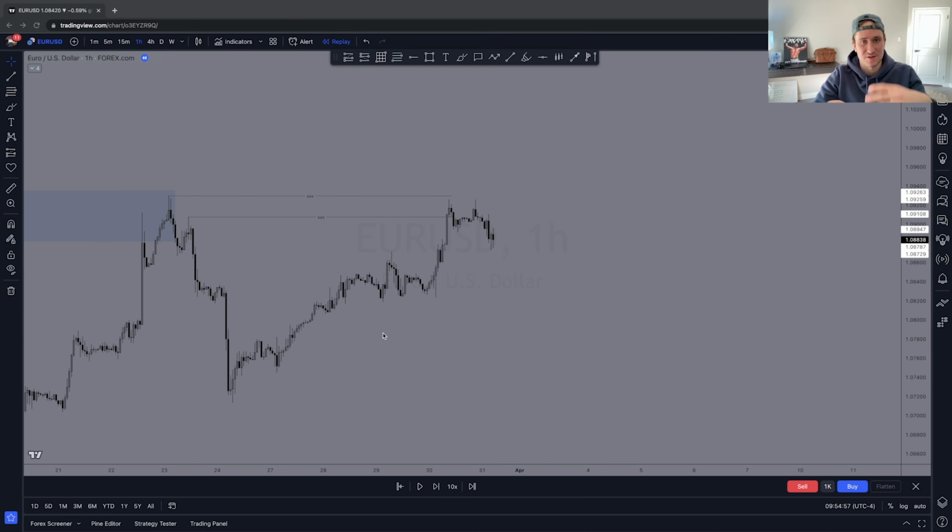And then I'm gonna show you guys a little confirmation type entry that you can use instead of going off of just the 15-minute order block or the 5-minute order block or whatever it may be. So it's just about utilizing the lower time frame confirmation entry to just get more confirmation on the trade that you were already planning on taking.